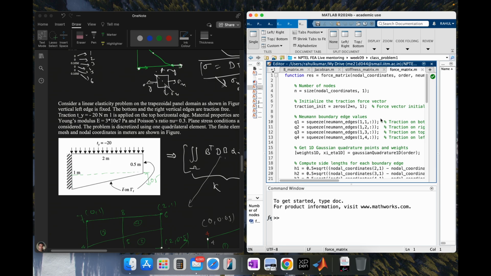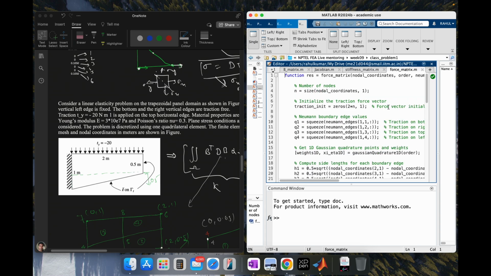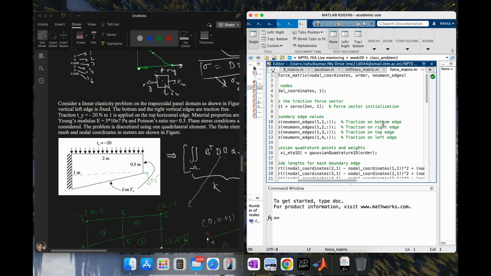Okay, and now we will see the force matrix. The most difficult part is to handle the traction. The biggest problem I faced in writing the MATLAB code is constructing the force matrix. The stiffness matrix is very easy, but the difficult part is constructing the force matrix. So here in the force matrix, it will take the nodal coordinates and order. Here also I am writing a point.